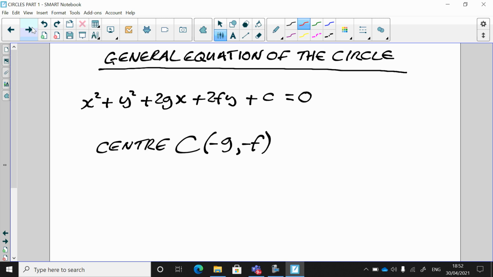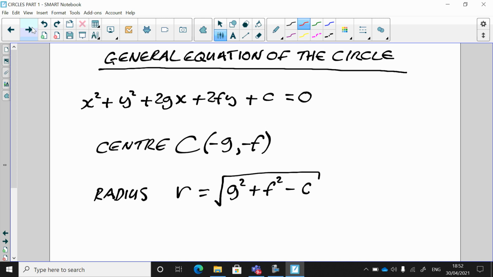Right, so here, the letters, apart from x and y, we've got a g, f, and c. So the centre this time is negative g, negative f. And the radius, this is a complicated part. It's the square root of g squared plus f squared minus c.